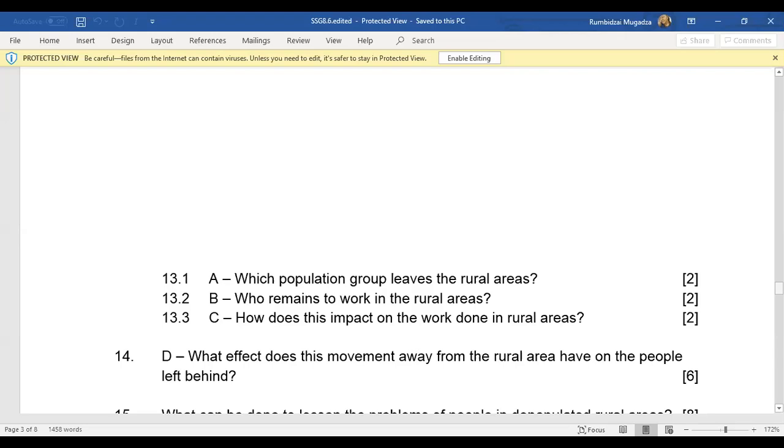Now the question is on 13.3, how does this impact on the work done in rural areas? What will happen to the work that is done in rural areas if young people leave and only the old people are left behind? What will happen? It all becomes slow. Thank you, Musa. Others, what do you say? It won't be done properly, from Lesedi. The old people may suddenly pass away, because they can't take care of themselves.